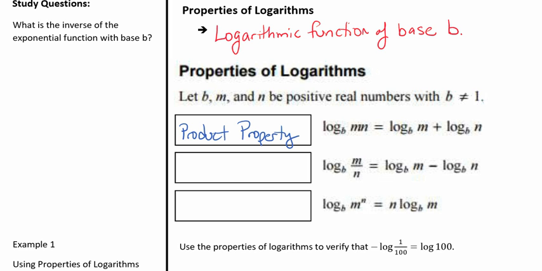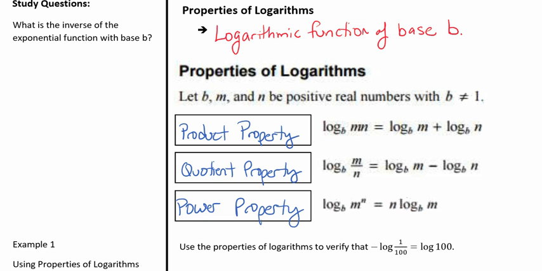Our next property is the quotient property, which says that if we have the log base b of m divided by n, we can rewrite that as the log base b of m minus the log base b of n. And our third property is the power property, which says that if we have the log base b of m raised to the n power, we can rewrite that as n times the log base b of m.